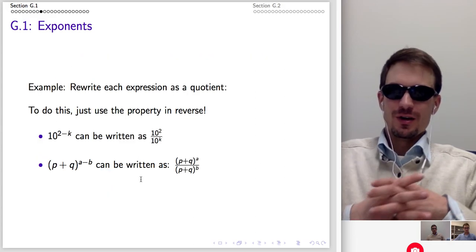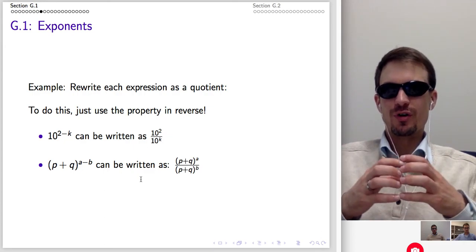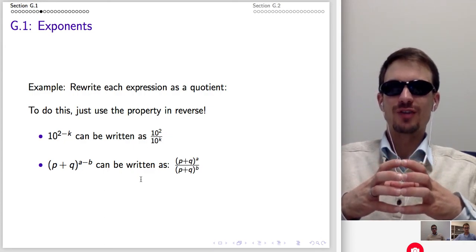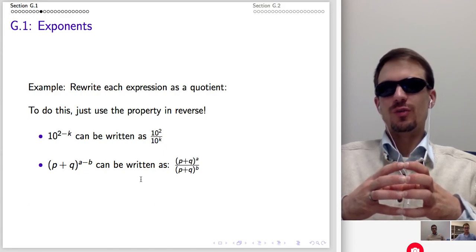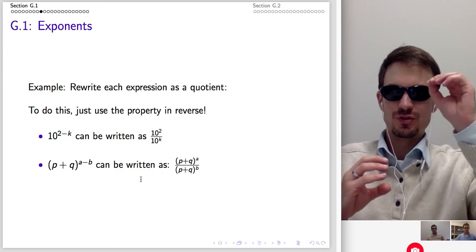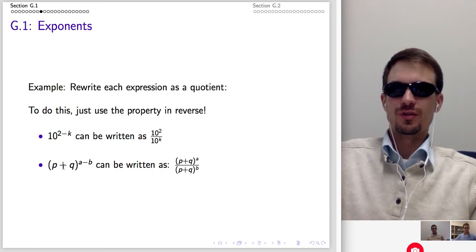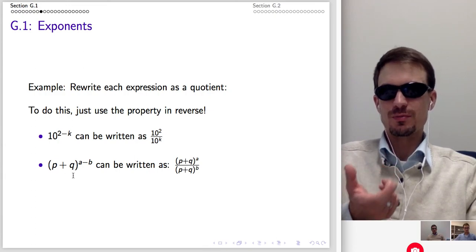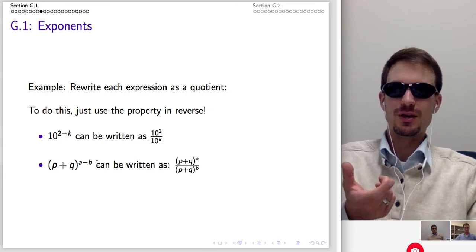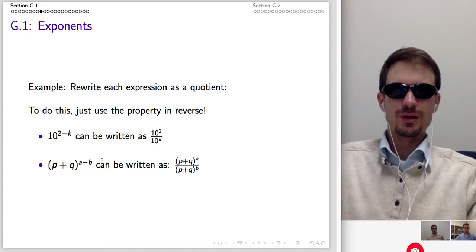All right. So here is another example, rewrite expressions of the quotient. So basically, we're using the property in reverse. So suppose we have 10 to the 2 minus k. What does this say? This says that we have a base of 10, 10 over 10, and then what are the exponents? 2 minus k. So that's this right here. And this works with an expression that's a sum, so p plus q to the a minus b. Oh, that's p plus q to the a divided by p plus q to the b.